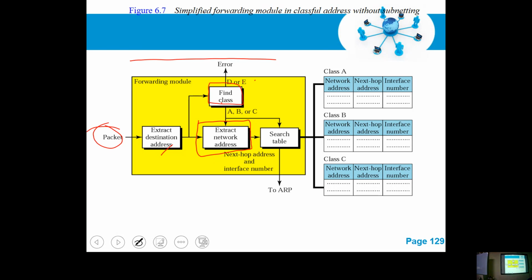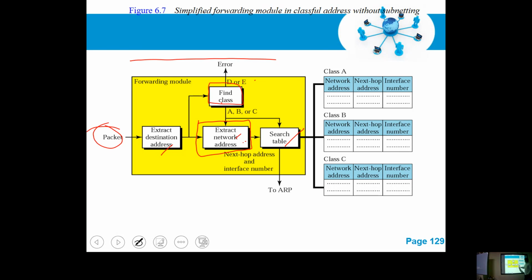Because if I look at class A, I can easily find the starting address. If it is class B also, I can find it. So by finding the class, we are going to find the starting address. Because in the routing table, you are going to have network addresses, right? We are specifying the network address, how to reach that particular network address. We are not specifying individual host addresses. So we are trying to find the network address. Once I get the network address, I search the table to find where that network address is. So this is the procedure.